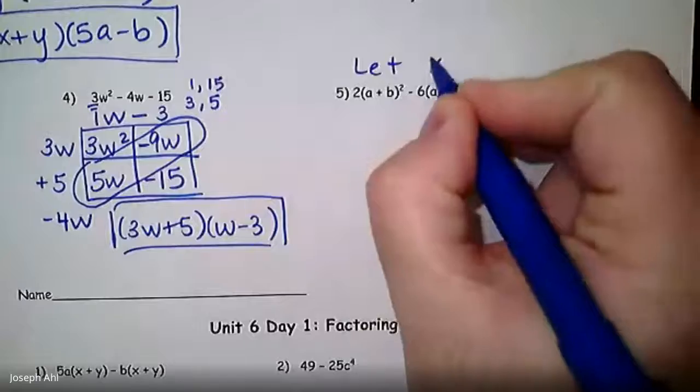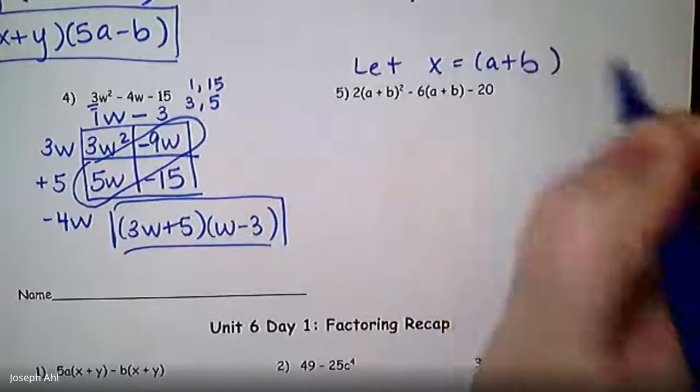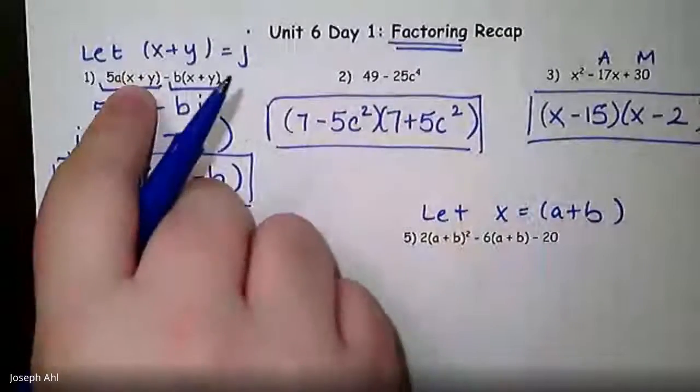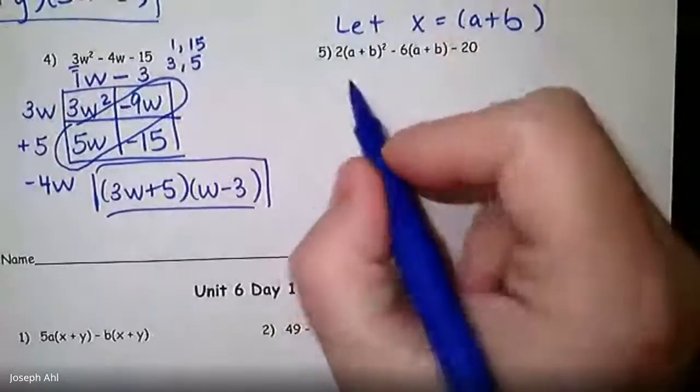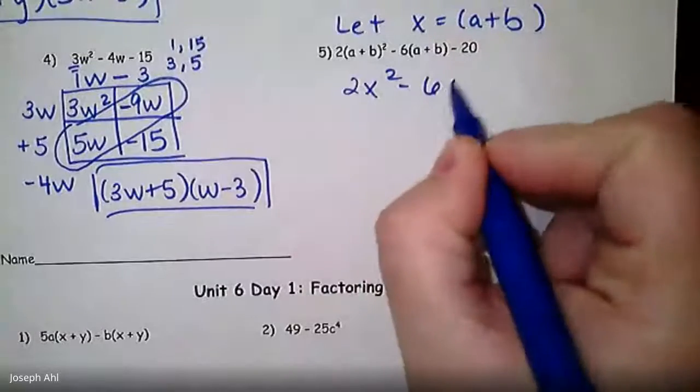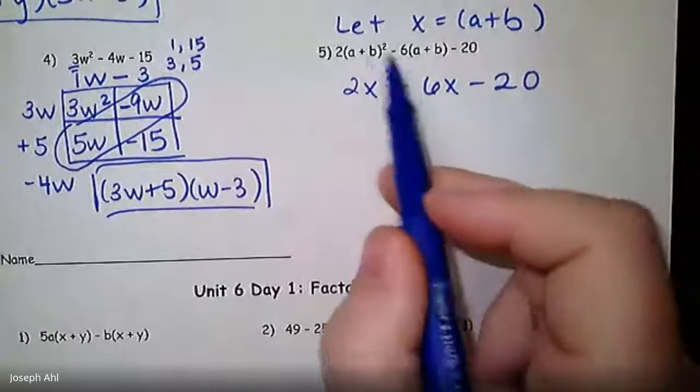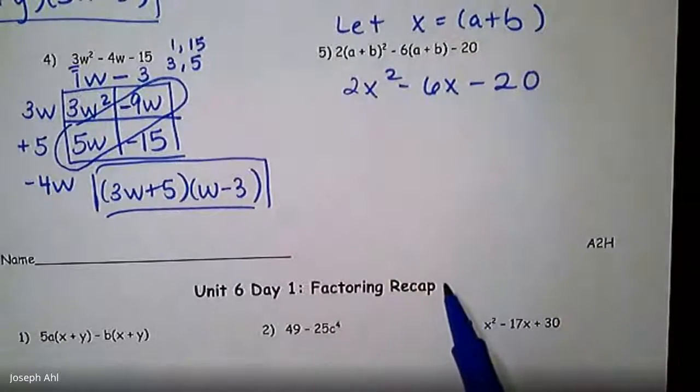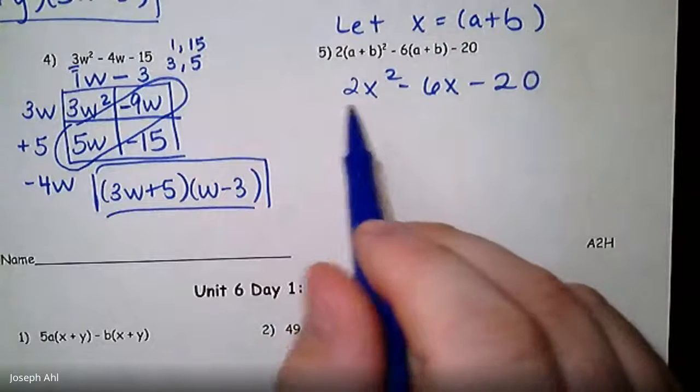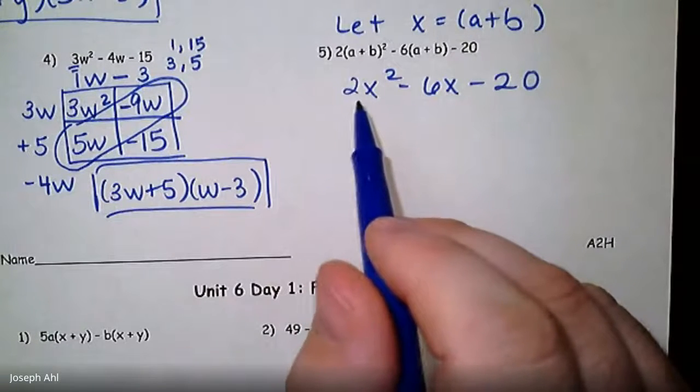Let's let x equal the quantity a plus b. And again, the only reason I didn't use x up here was just because we already had x in the expression. So this turns into 2x squared minus 6x minus 20. Right? Replace those a plus b's with x's. So again, we're faced with a situation where we have that lead coefficient in front of x squared.